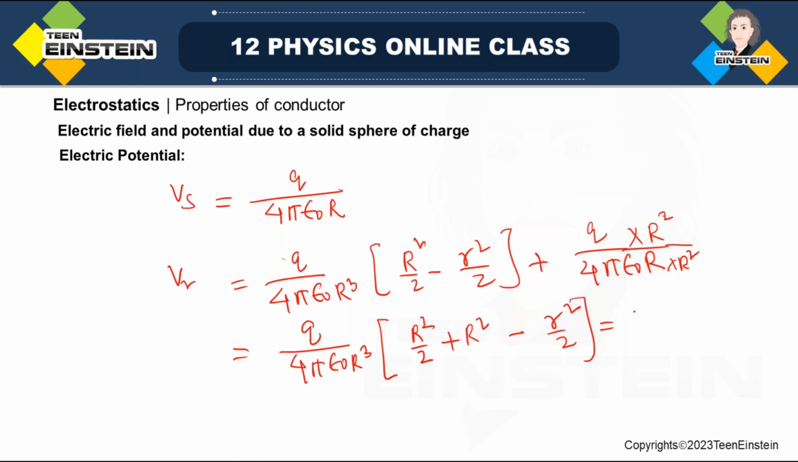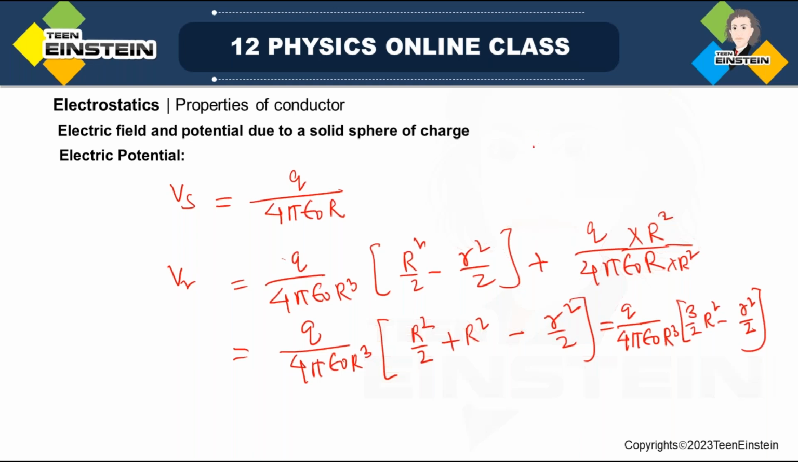this will give you q by 4 pi epsilon naught r cube, 3 by 2 r square minus r square by 2. Okay, so this is actually the electric field at any point inside.